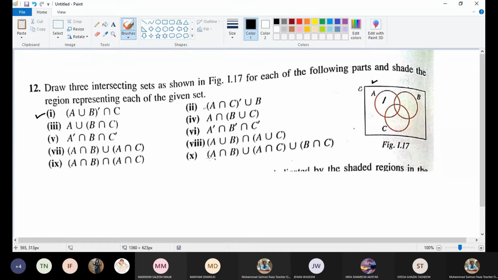Now I am going to fill the numbers with some random numbers. This is one, this part I'm writing two, here three, here four, here five, here six, here seven, and here eight. I'm sure that you can see the picture easily.